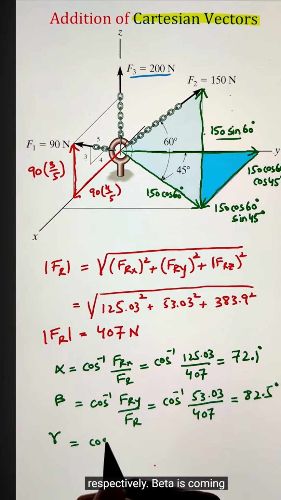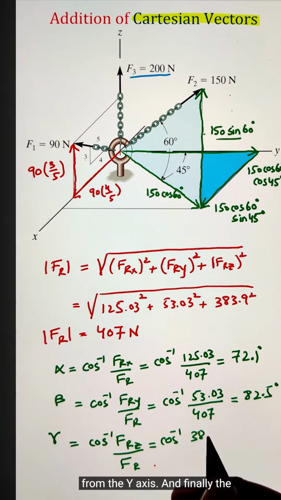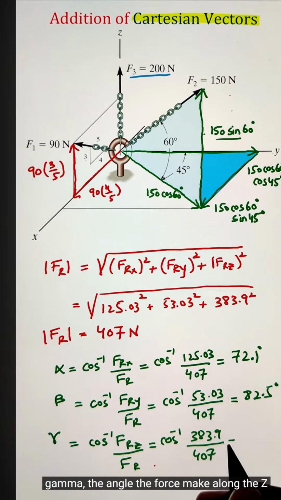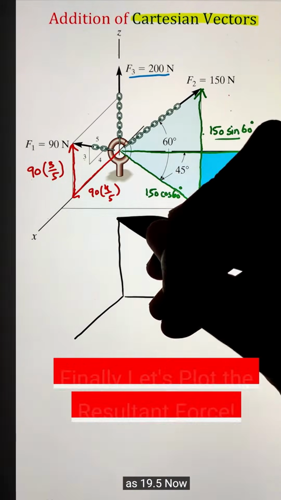Respectively, beta is coming as 82.5. That is the angle it is making from the y-axis. And finally the gamma, the angle the force makes along the z-axis, is coming as 19.5.